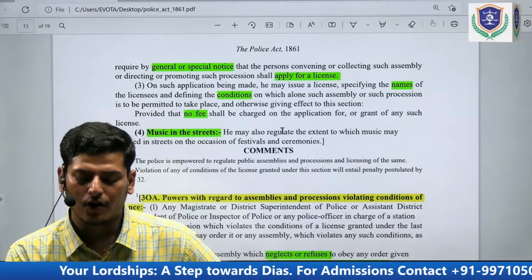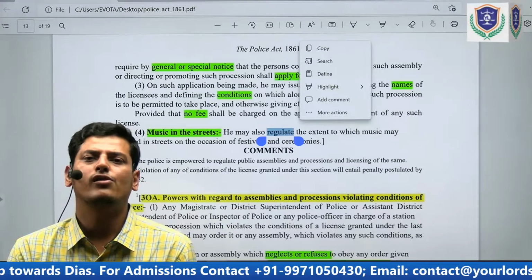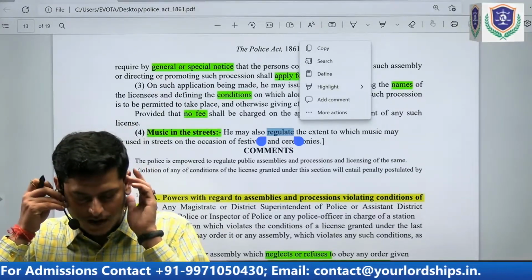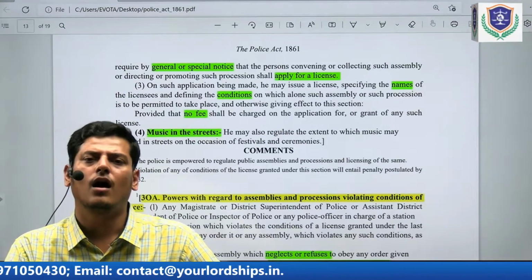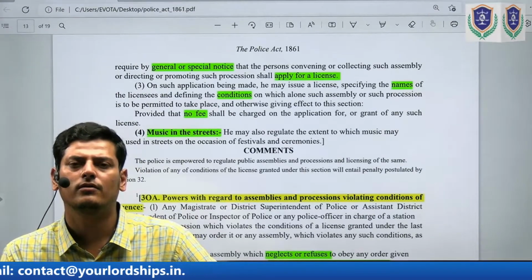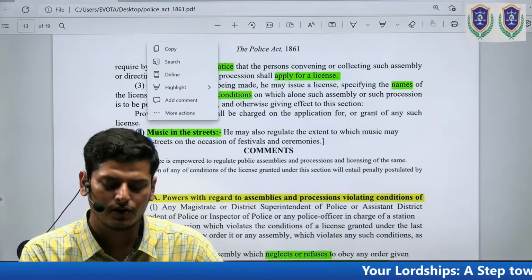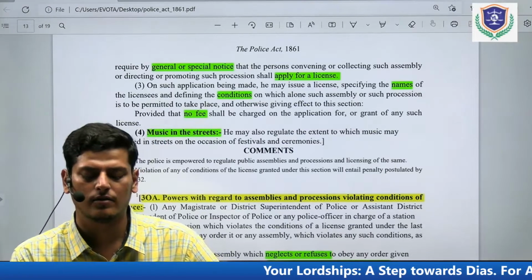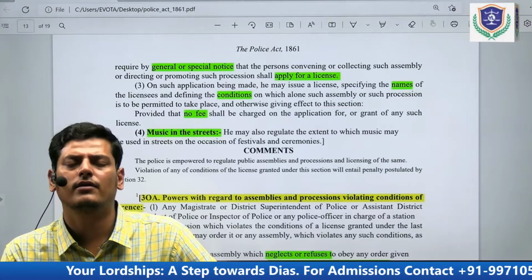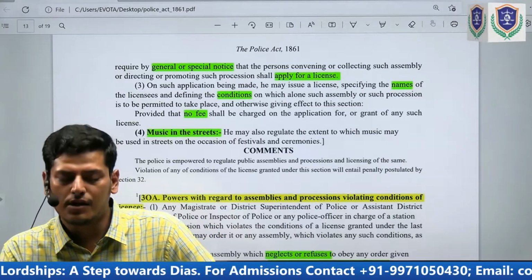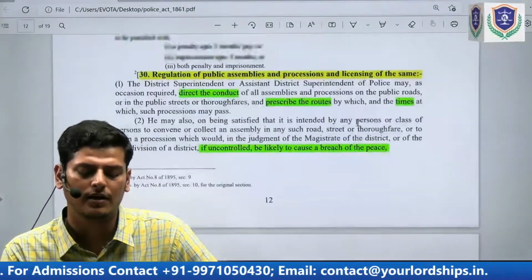And while regulating the conduct of such assembly, while regulating the conduct of such procession, the regulation of music may also be done. This music, how far the music can be played, by what time. So these are also covered. Sometimes in previous year questions you will see that particularly this clause has been asked. Regulation of the music, up to which extent can be controlled. Is this provided under which subclause of section 30? So you have to remember section 30 subclause 4.